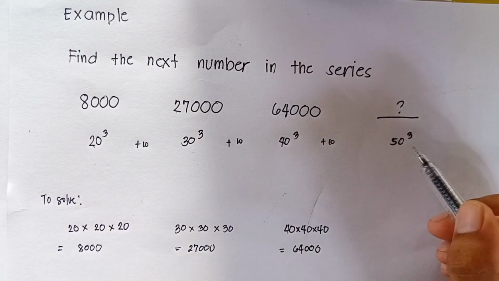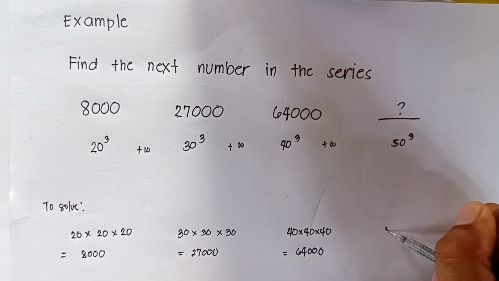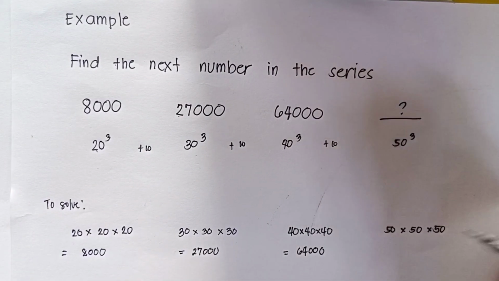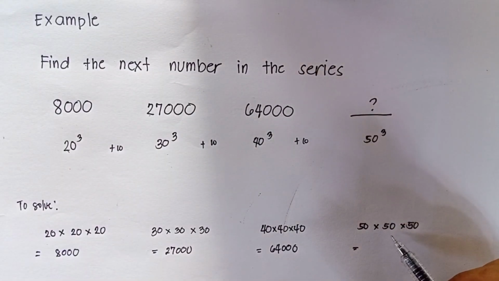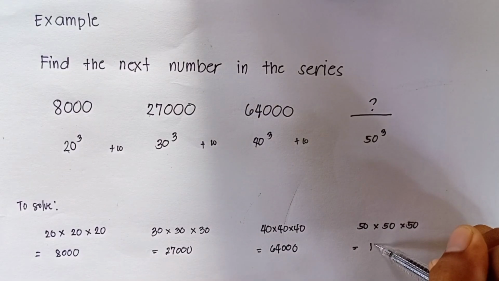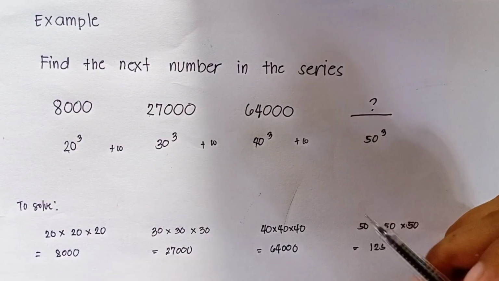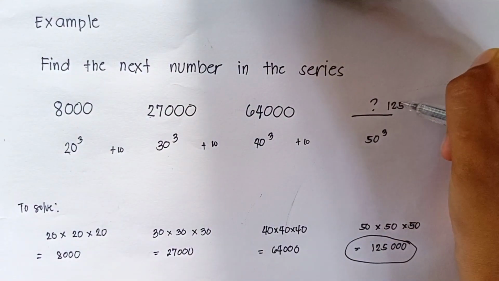Now let's solve here to find the next number in the series. So 50 times 50 times 50. So 50 times 50 here is 2,500 times 50 is equal to 125,000. So therefore, the next number in the series is 125,000.